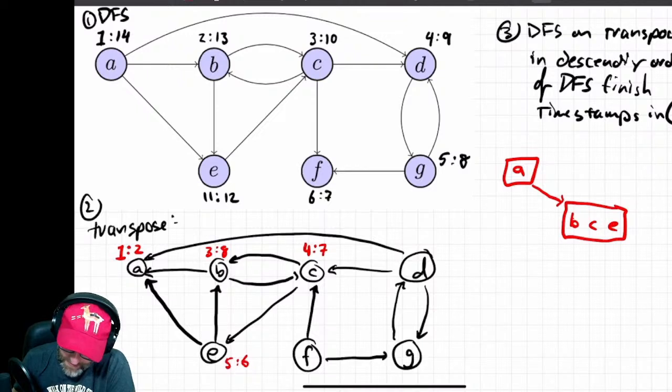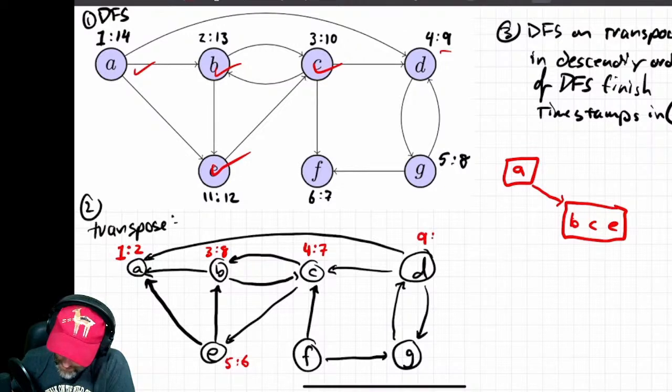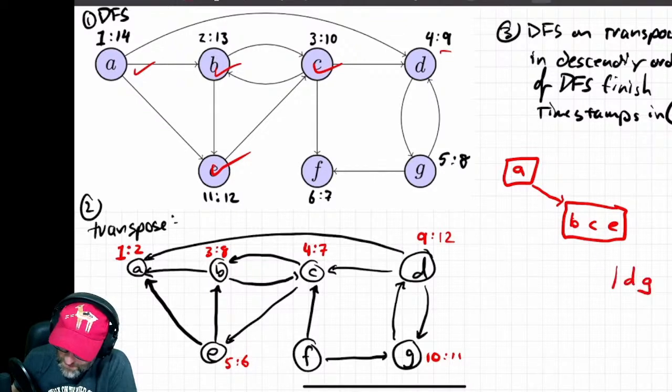So these have all been taken care of. Among the remaining vertices here, the next one is going to be D, because it's 9. So I'll restart my DFS over here at 9. From D, I could get to C, but it's already been processed. So I'll go down to G, 10. From G, I can get back to D, but it's gray, so I don't. 11 and 12. And there's my next strongly connected component. D and G.